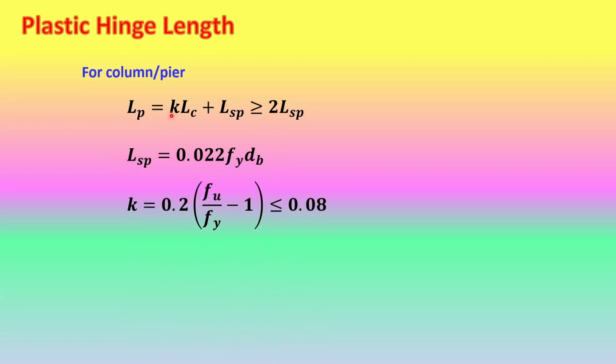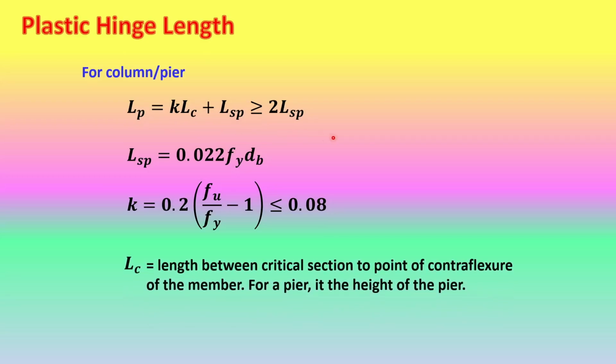And K, the constant, is given by 0.2 (Fu by Fy minus 1). Fu is the ultimate strength of the material of the rebar. Fy is the yield strength of the rebar. And this should not exceed 0.08. So with this formula, we are able to calculate the length of the plastic hinge of the system.